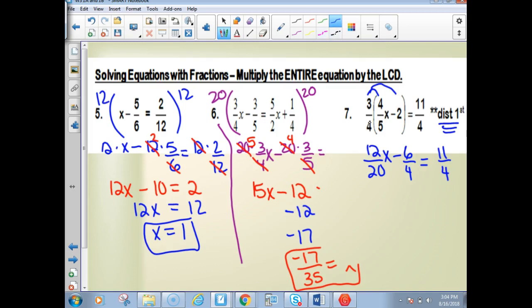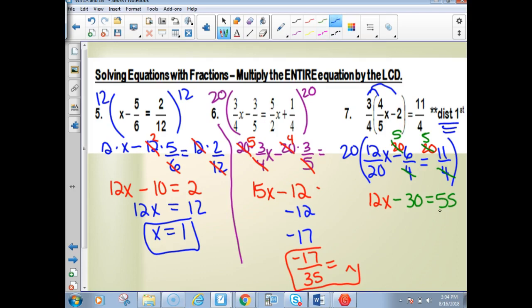So I'm just going to go ahead and get rid of the fractions. I'm going to multiply everybody by 20. Okay. And I'm just going to kind of put it next to each one of them. All right, so 20 divided by 20 is 1, so I'm going to have 12x. And I'm going to do the cross-canceling here. 4 goes into 20 5 times. 5 times 6 would be minus 30. Bring down that minus sign. And then on the right-hand side, 4 goes into 20 5 times. 5 times 11 would be 55.